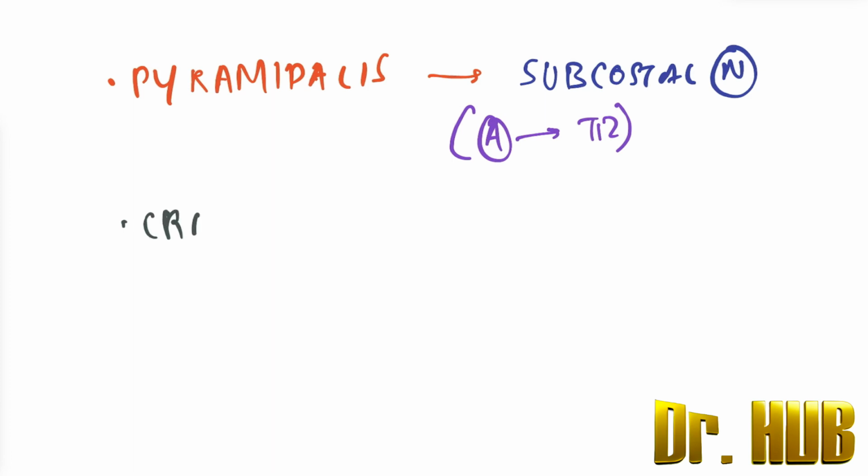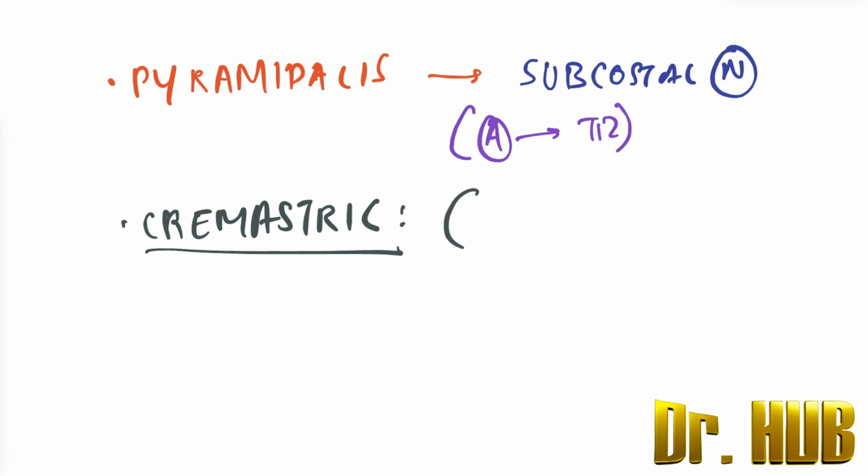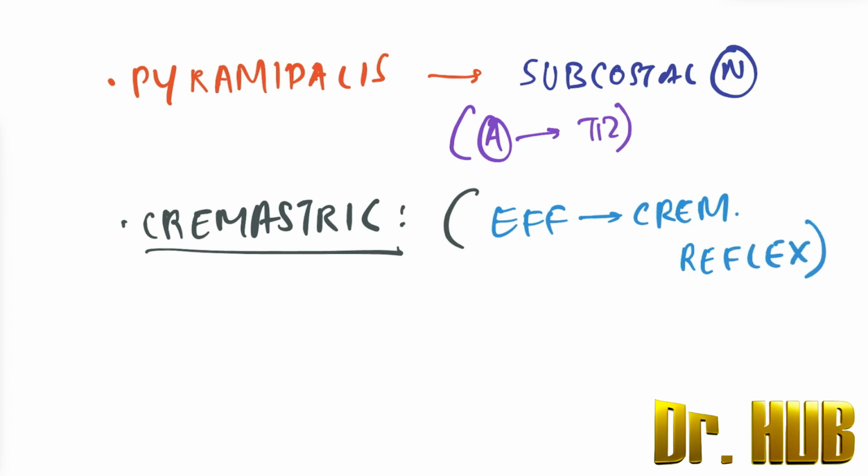Next is the cremaster. In the cremaster, there is the efferent for the cremasteric reflex. So the nerve supply here is going to be the genital branch of the genitofemoral nerve.